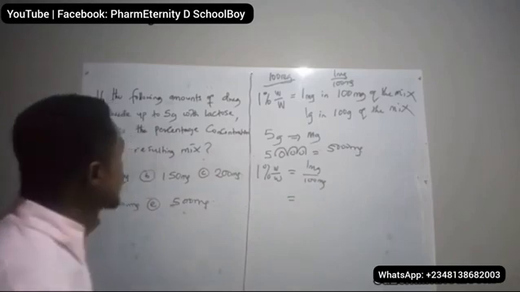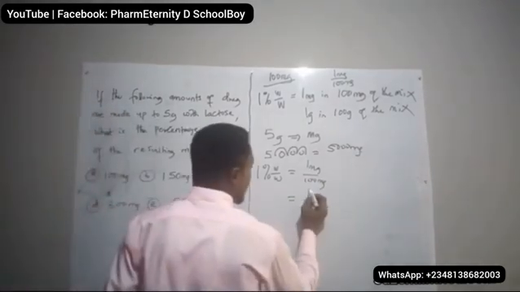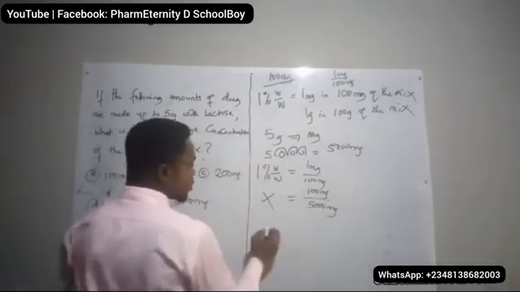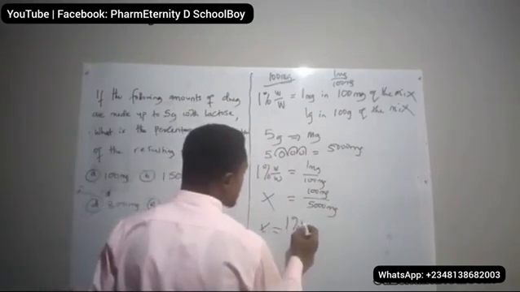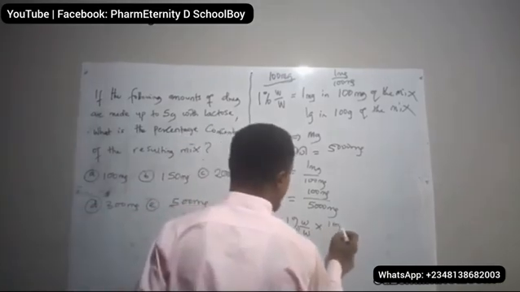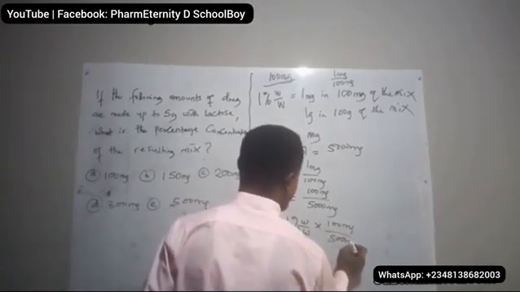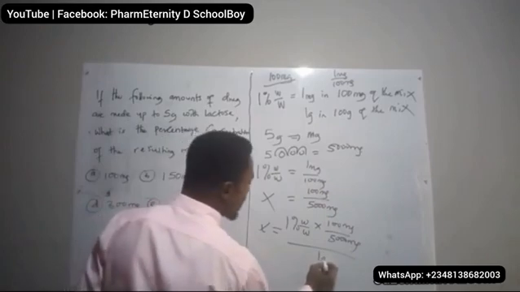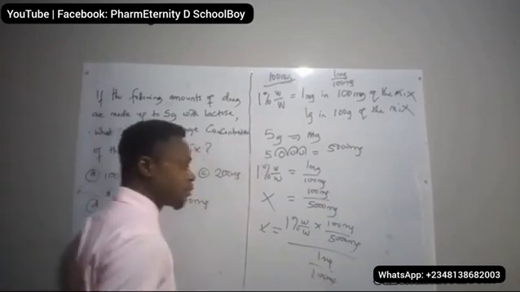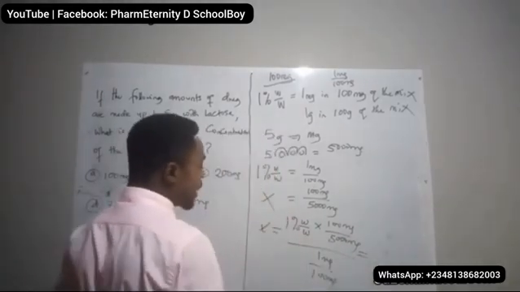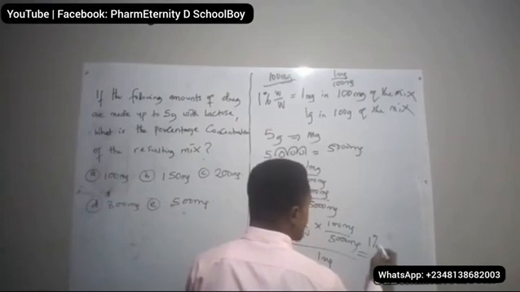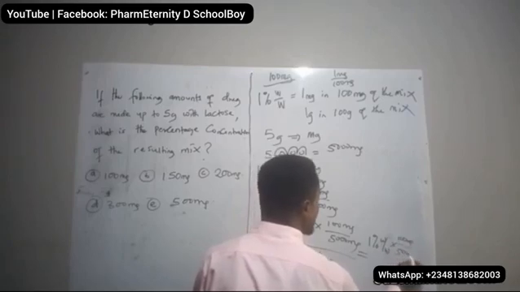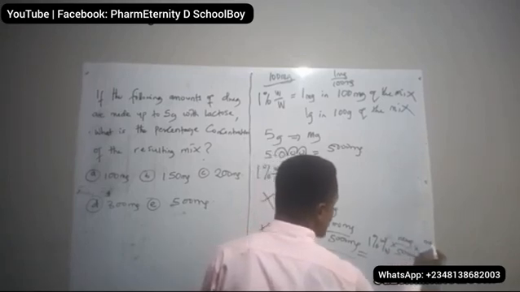Therefore, we are looking for 100 milligram in 5,000 milligram, which will give us X. So X is equal to 1% weight per weight times 100 milligram over 5,000 milligram, divided by 1 milligram over 100 milligram, because we cross multiply. So we have something like this: 1% weight per weight times 100 milligram over 5,000 milligram times 100 milligram over 1 milligram.